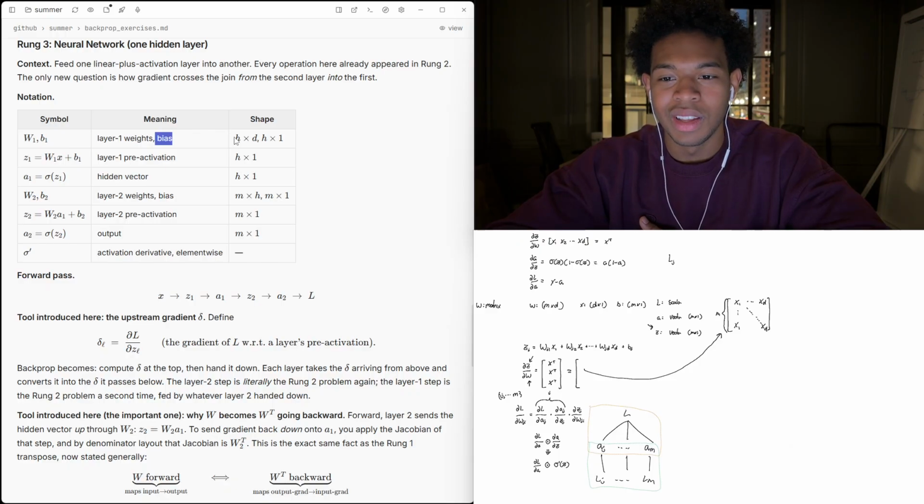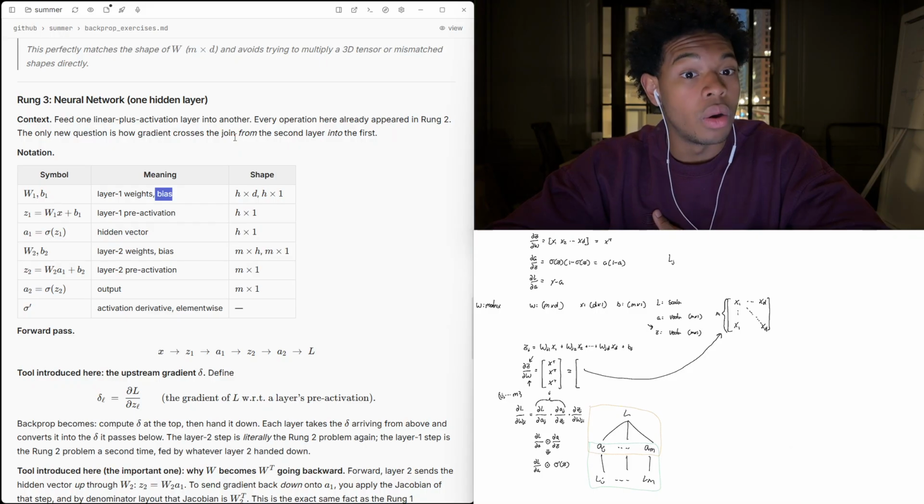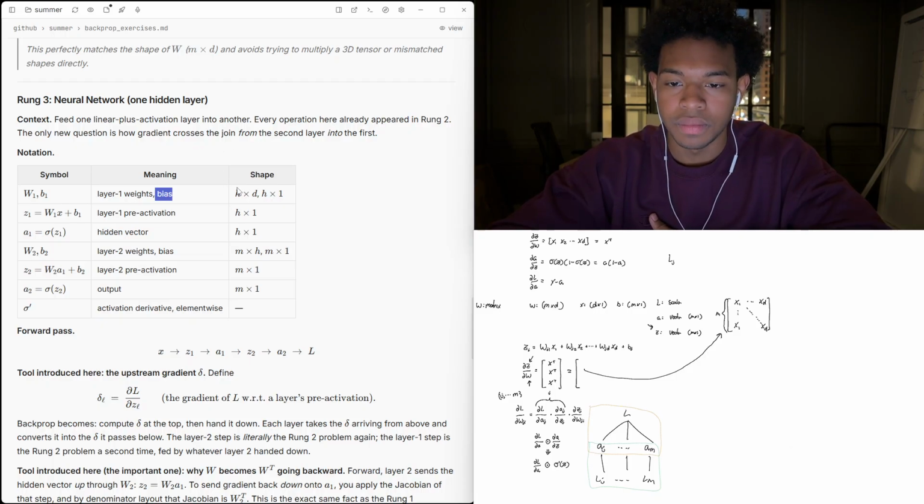H doesn't mean heads. Oh, it's the hidden layer dimension. Okay, hidden layer dimension by X input dimension. Yeah, hidden layer. Interesting. Your bias is in your hidden layer dimension. Makes sense? Layer 1 pre-activation, hidden vector of shape H. Perfect.